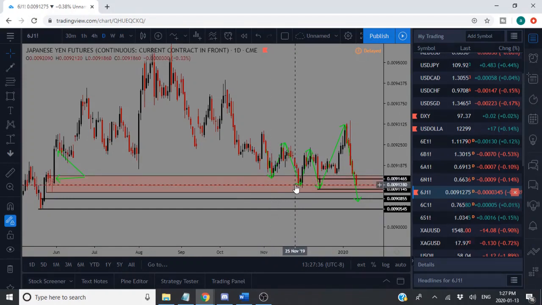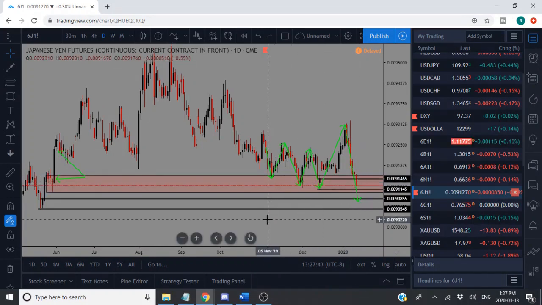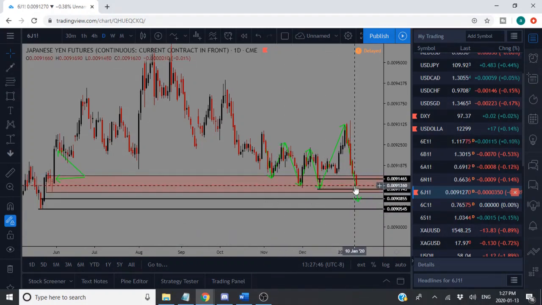This zone has been tested once, twice, three times, four times, and each time it's gone deeper into the zone. That's concerning to me as a supply and demand trader, because prices have to go deeper into it.